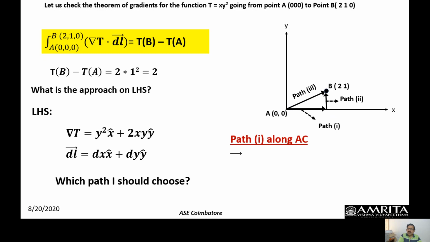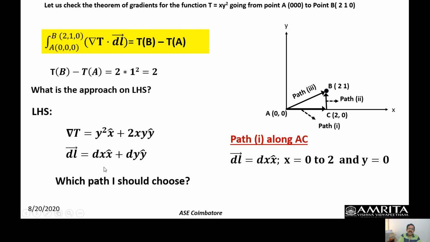So I am moving along AC, where C is represented there. When I move along AC, I am moving only along the x direction. Therefore my dl reduces to dx x hat, because there is no movement along the y-axis. dy is essentially 0 and the y coordinate is 0. That is what is written here. dy is also 0, which means the only variable is x. So when I take del t dot dl, it is del t dot dx x hat. The other term is not there because dy is 0.